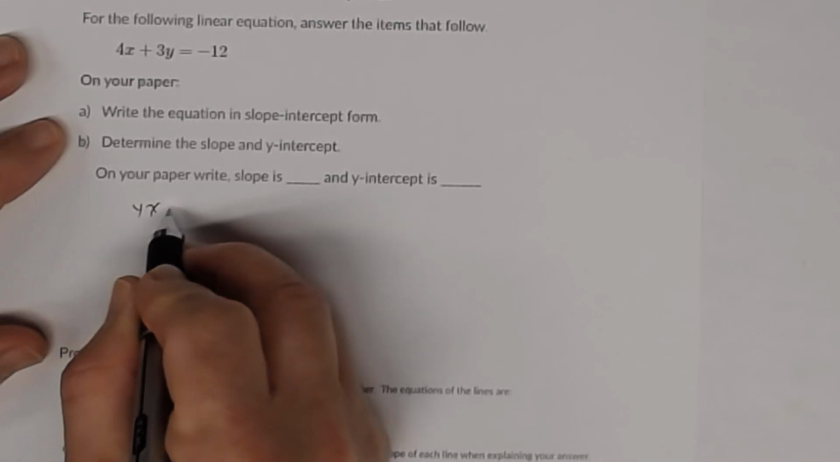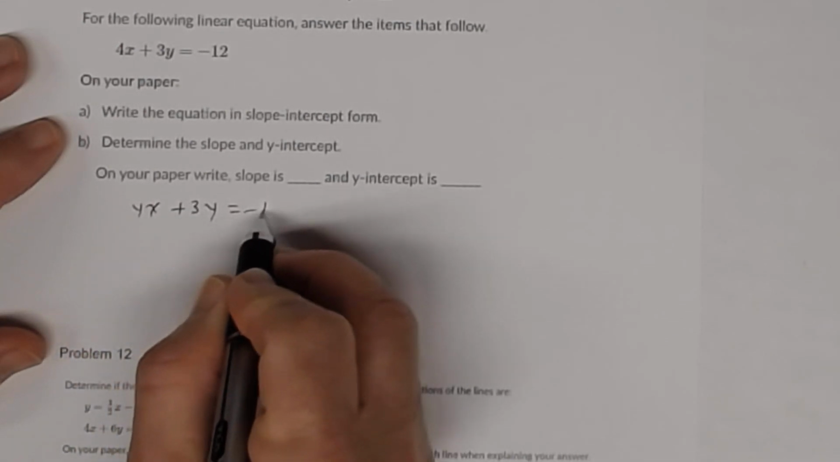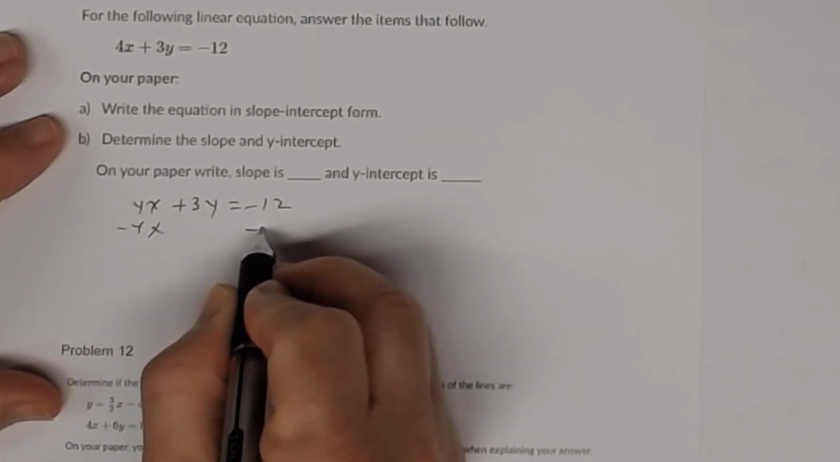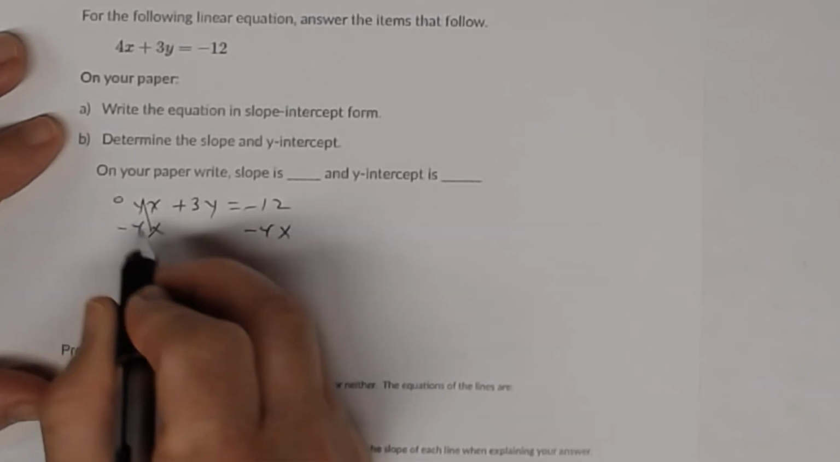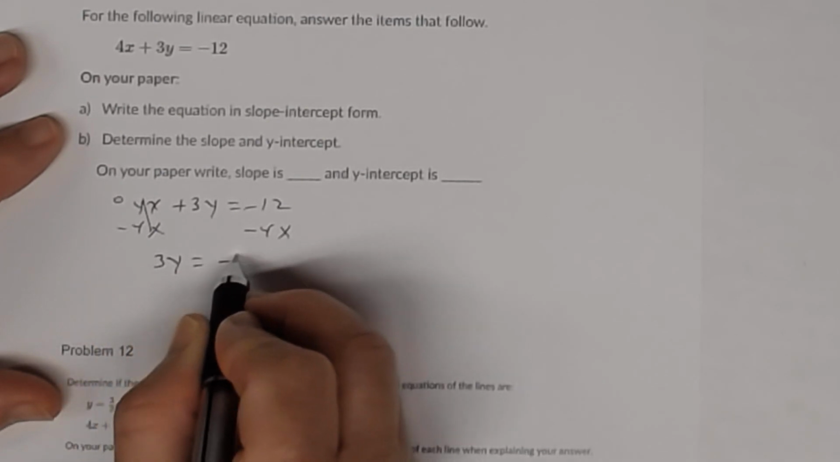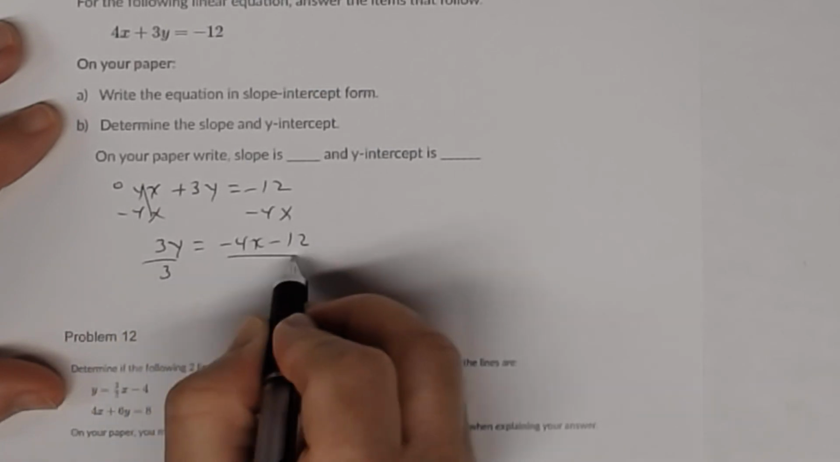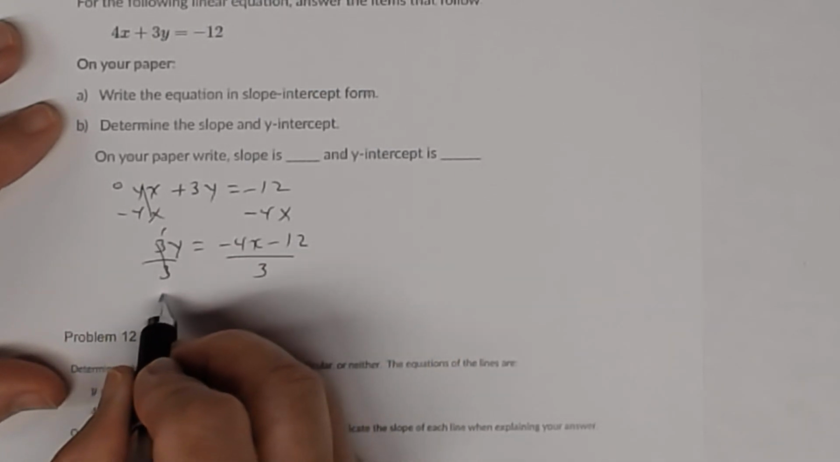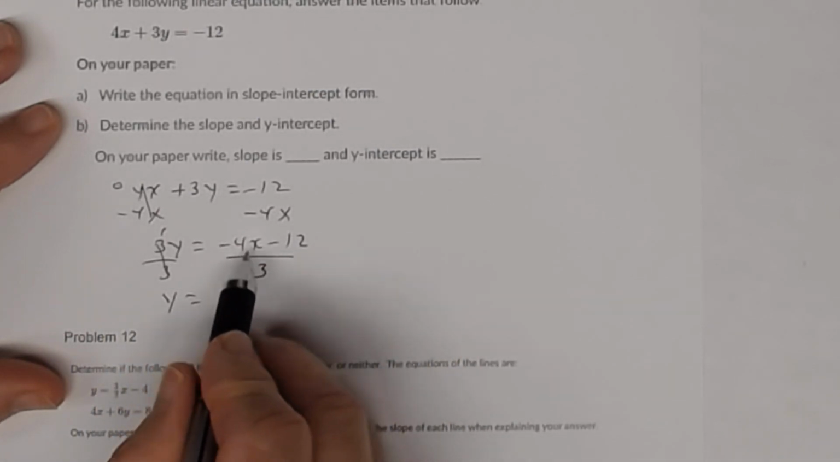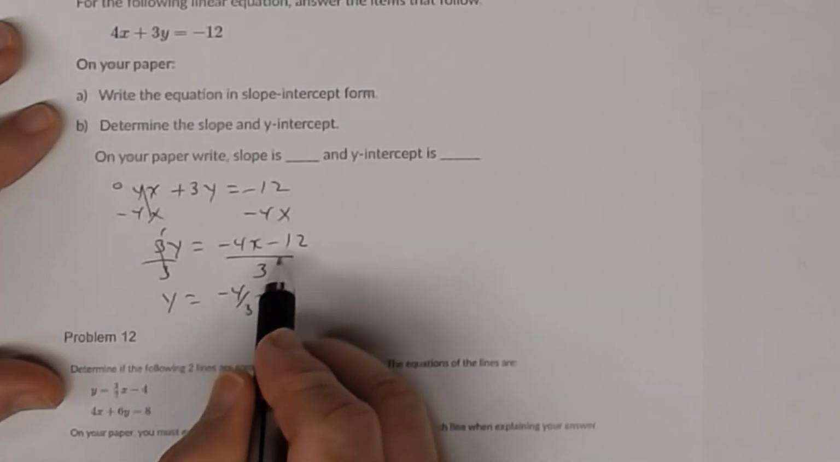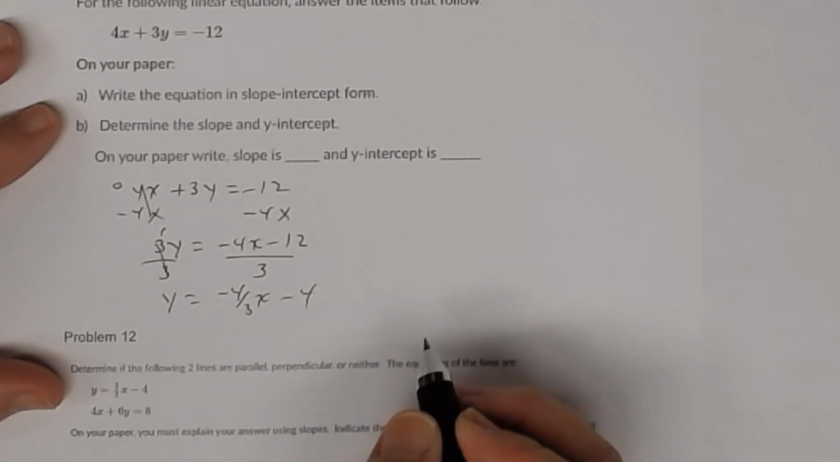So I get 4x plus 3y equal negative 12. So if I'm going to get y by itself, I got to subtract 4x from both sides. And when I do that, I get 3y equals negative 4x minus 12. And now dividing both sides by 3 and reducing, I get y equals negative 4/3 x, and then a negative 12 divided by 3 is a negative 4.